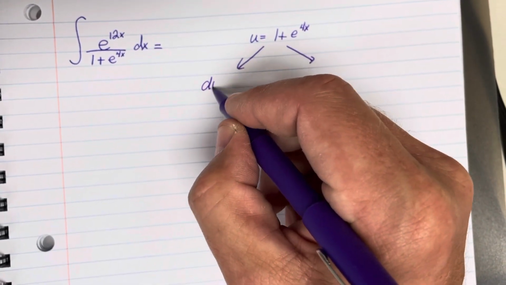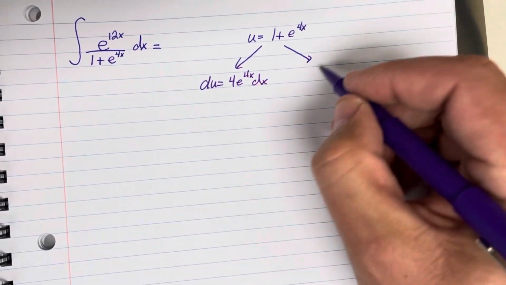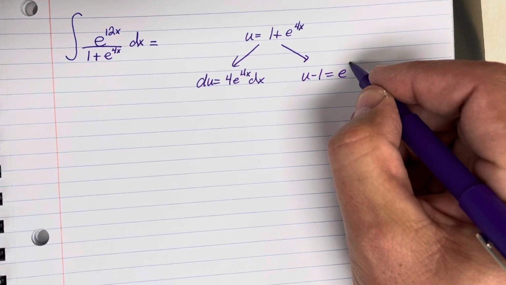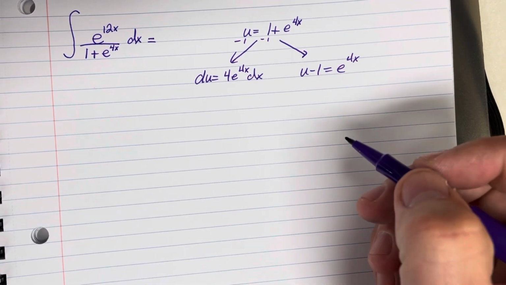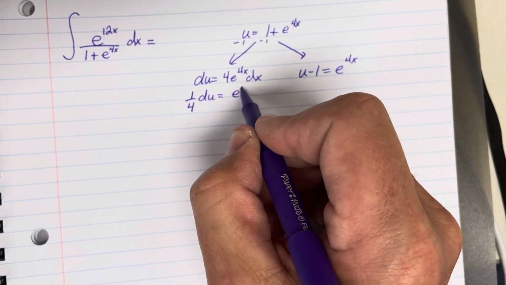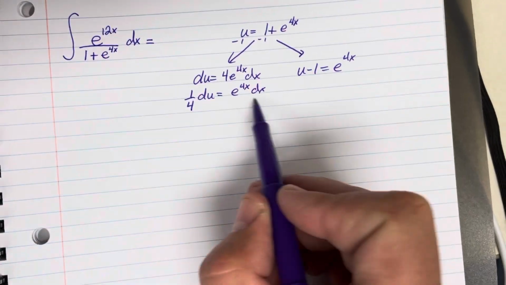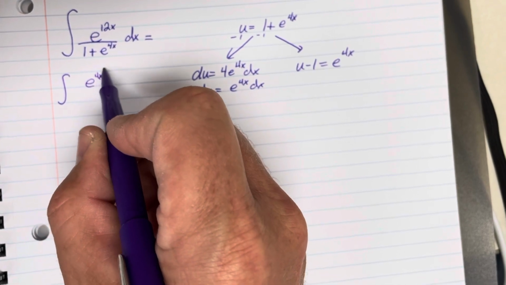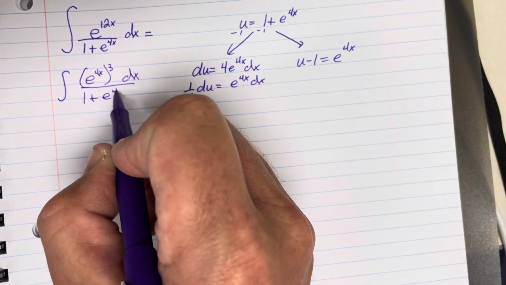It will get me that du is equal to 4e to the 4x dx, but it will also give me u minus 1 is equal to e to the 4x. Subtracting 1 on both sides gets me there. So I really have 1/4 du is equal to e to the 4x dx. So I'm going to try and convert this so it has an e to the 4x. So it'll be e to the 4x to the third power dx over 1 plus e to the 4x.